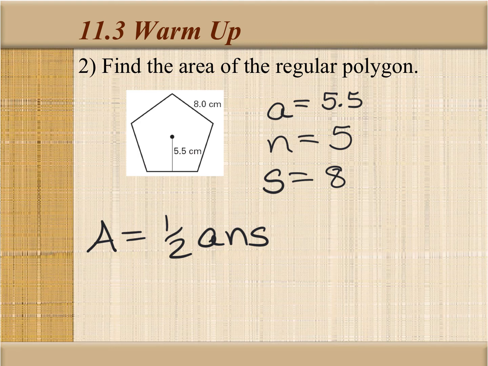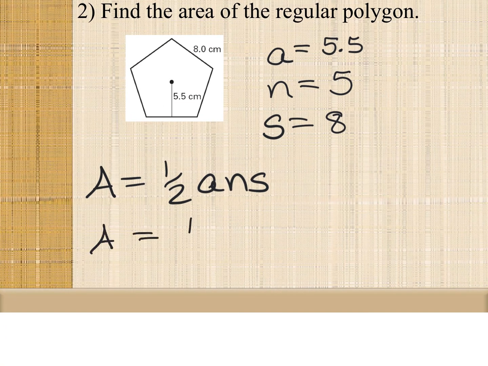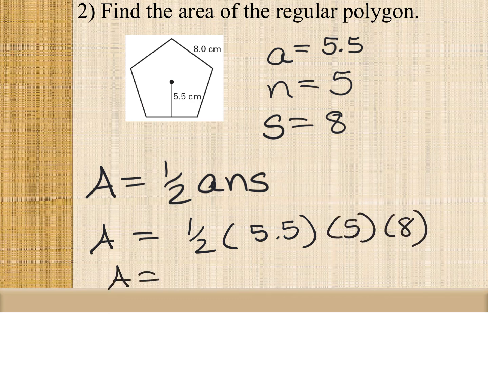So for the polygon questions where they're asking you to find the area, it's either going to be an equilateral triangle, a hexagon, or a square, because you can use your special right triangles. Unless I give you a question like this, where I already give you everything you need. Everybody with me so far? So now I just plug it in. So A equals 1/2. You can either divide it by 2 or multiply it by the half like this. 5.5 times 5 times 8. Once you put all these numbers in your calculator, you should be getting 110 centimeters squared.